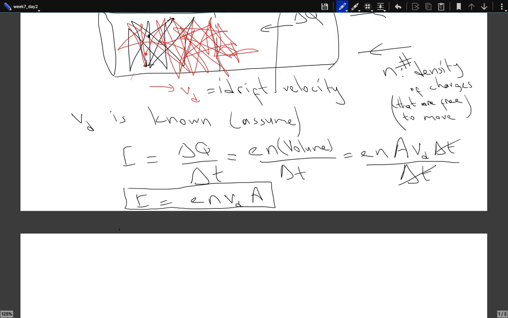The drift velocity and the area. Now the drift velocity is proportional to the electric field. Now you should object to this one.